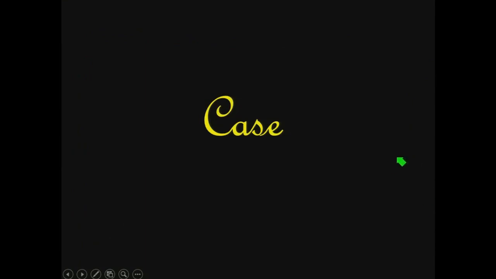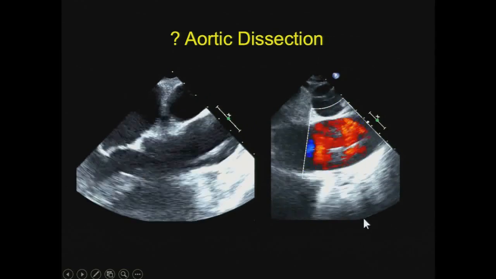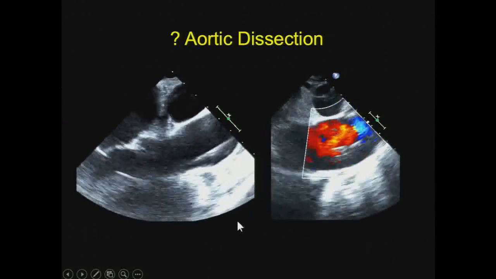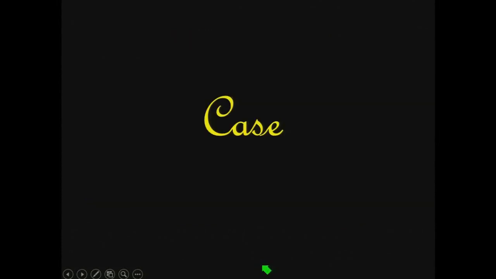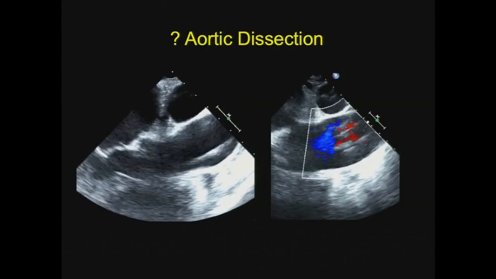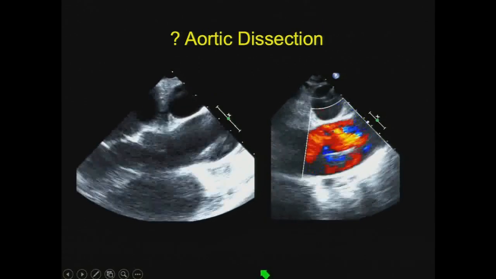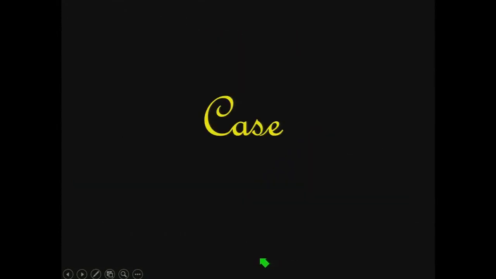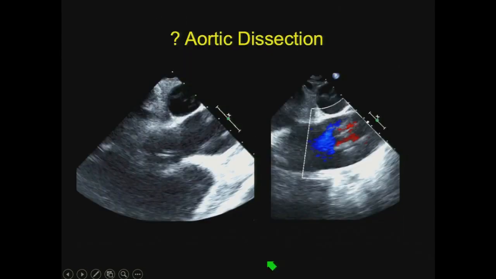Let's look at this case. The question is aortic dissection. There's no multiple choice question, but I'll ask you. Here is a parasternal view. Yes, no, not sure. These are the three options. How many say yes, there is aortic dissection? That's not the case, by the way.